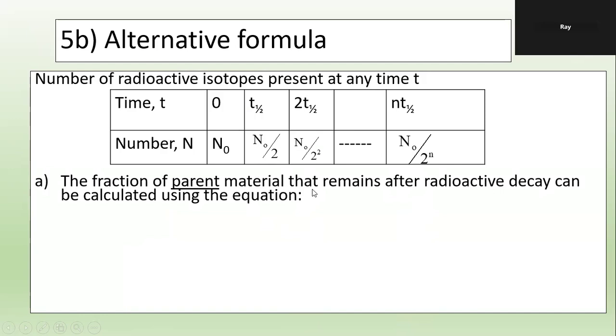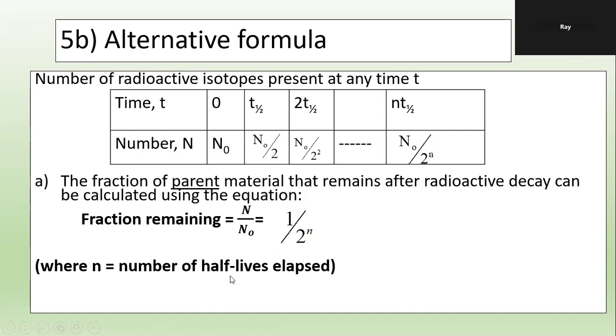Fraction of parent material that remains after the radioactive decay can be calculated using this equation. Okay, this alternative equation for fraction remaining, we like using exponential, can use this equation. You'll find this is easier. There's a fraction remaining, where n is the number of half-lives elapsed. Time elapsed is t, number of half-lives elapsed times t half. T half is the half-life. Or we can use either formula for fraction remaining.